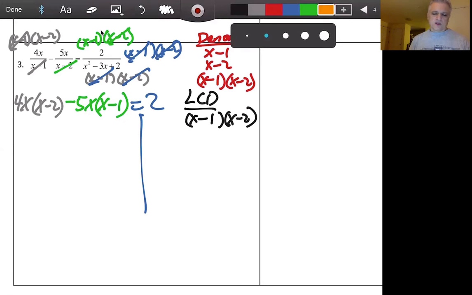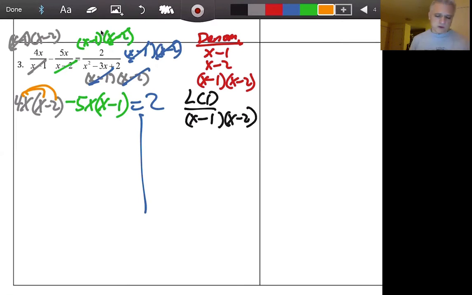Let's simplify. So over on the left side, we got 4x. We're going to multiply 4x by x minus 2. That's going to be 4x squared minus 8x. Oh, that's nice. I like that. Let's multiply minus 5x times x minus 1. So we've got, let's turn that one green again, minus 5x squared plus 5x. Okay, and that's going to equal 2.